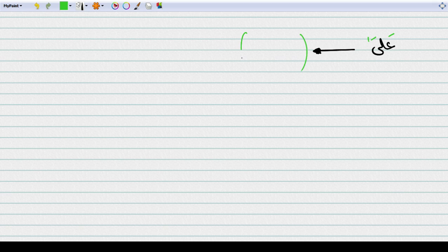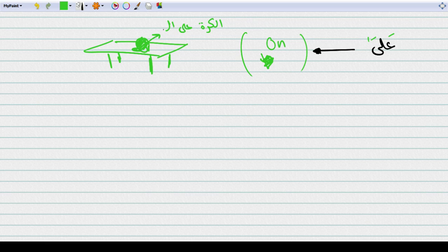Ala means on, or on top of. Well, actually, it mostly means on. So if an object is on something, we would say that this is على الطاولة. Here's, for example, a ball is on the table. You say الكرة على الطاولة.